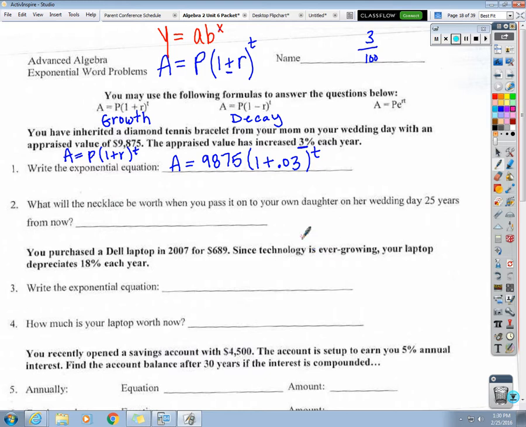Now, say you're taking a test and you don't see that as one of the answer choices. It may be because they simplified. You could really go ahead inside those parentheses and combine 1 plus 0.03 to 1.03. And that's the same thing. They just combined it. Okay, so now we're going to use that equation in question 2. What will the necklace be worth when you pass it on to your own daughter on her wedding day 25 years from now? So what do we do? Put 25 in. So it'll be $9,875 times 1.03 raised to the 25th power.